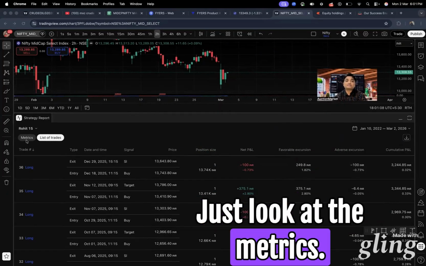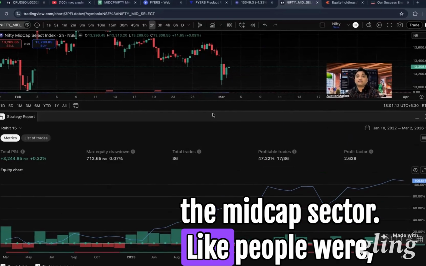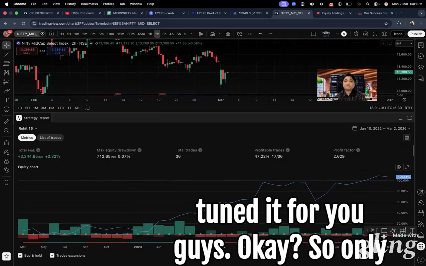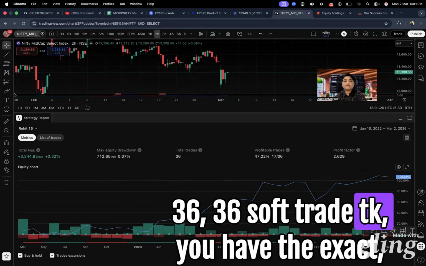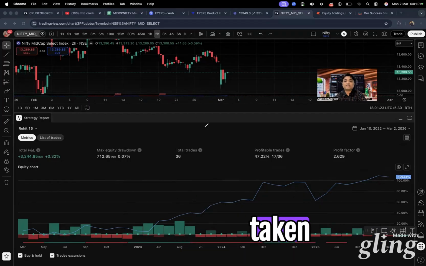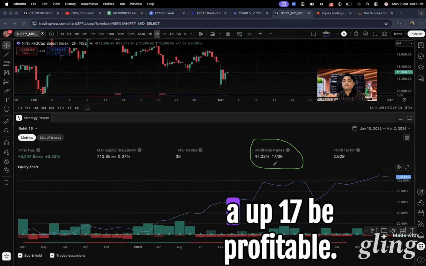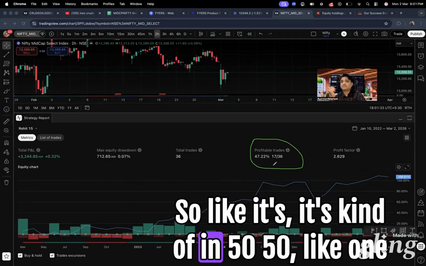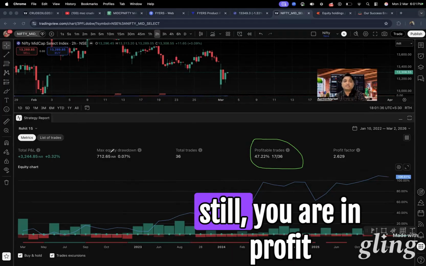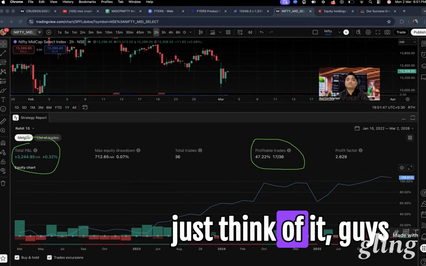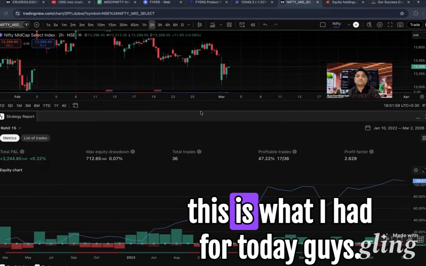Just look at the metrics. I've just tuned it for the midcap sector. People were asking me to tune it for midcap, so I've just tuned it for you guys. Only 36 trades. You can see here the number of trades I've taken is 36, out of which 17 are profitable. So it's kind of 50-50. With 1:3, you are still in profit of around 3,200 points. Just think of it, guys. Getting it? So this is what I had for today, guys.